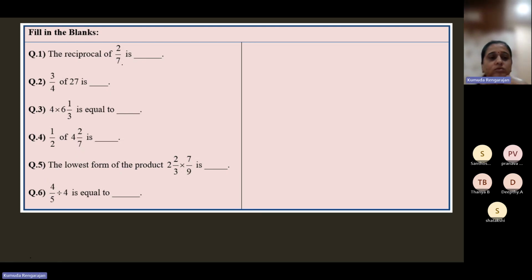I'll get the answers from you. The reciprocal of 2 by 7 is? 7 by 2. 3 by 4 of 27. How do we work this? We have to multiply. Correct. So 3 by 4 into, of means into, 27. So this is nothing but 3 into 27 by 4. You can also write 27 as 27 by 1. Now you cannot cancel. Simplification is not possible.